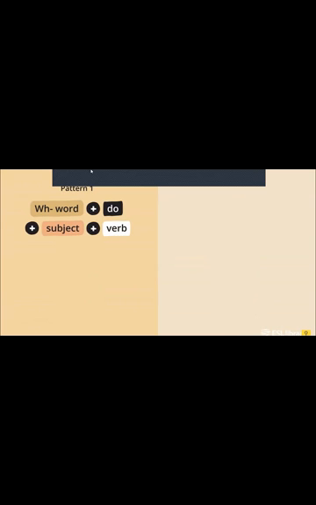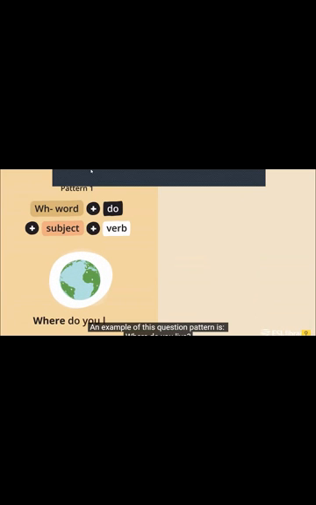There are two common question patterns for the simple present tense in English. One common pattern is WH word plus do plus subject plus verb. An example of this question pattern is, where do you live? Note that we use does when the subject is he, she, it, or a singular noun. For example, where do I live? Where does he live?